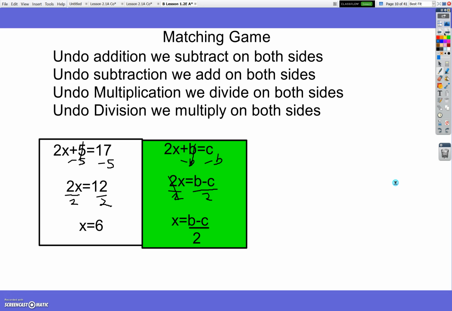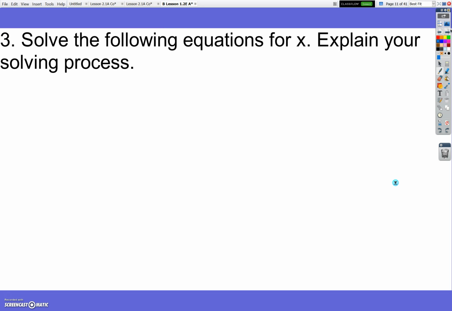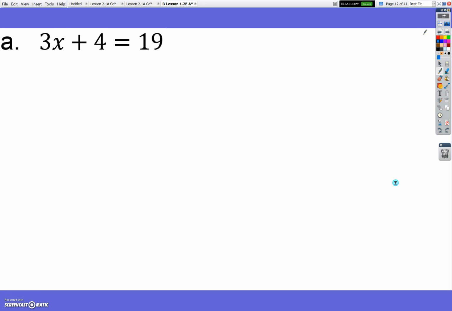All right, so we're going to skip that one. So let's go ahead and look at this one. If I were to solve this, what I would personally do first is I would subtract 4 on both sides. This would give me 3x is equal to 15. And then what I would do on both sides is divide both sides by 3 to get x is equal to 5.